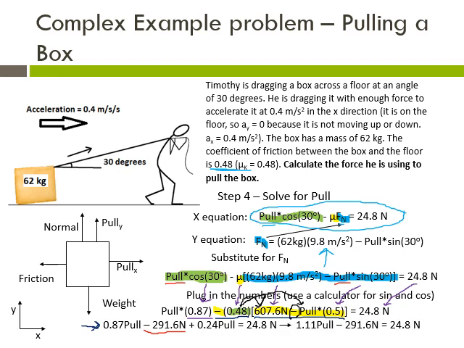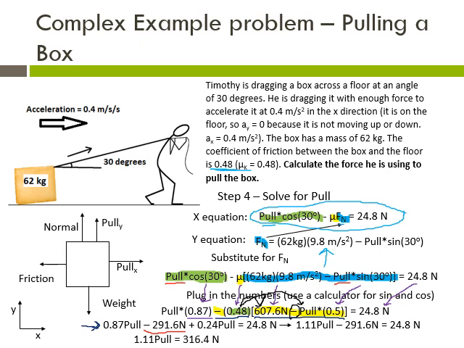So first, let's add the pulls together, right? 0.87 pull plus 0.24 pull gives us 1.11 pull. I just added the 0.87 and the 0.24 to get 1.11. Now let's go ahead and move the 291.6 to the other side through addition, right? So we've got a negative 291.6 newtons. How do we get rid of a negative 291.6 newtons? By adding 291.6 newtons. So let's add 291.6 newtons to both sides.